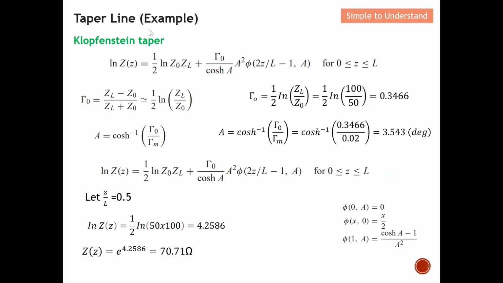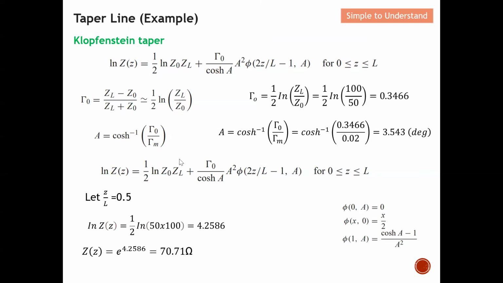But over here, you can see that how the Klopfenstein tapered line is done is a little bit tedious. You need to have a lookup table and then substitute all the numbers inside. After that, you need to do a reverse in order to get the impedance. Then you will be able to achieve the impedance value. So when Z over L has a ratio of 0.5, the impedance is 70.71 ohm. Again, I will highlight this on the last page. So I have done it in terms of the impedance.